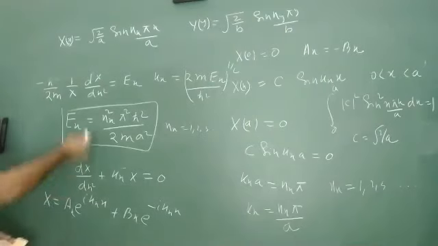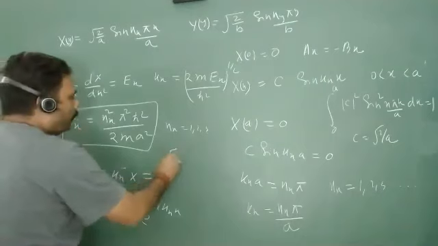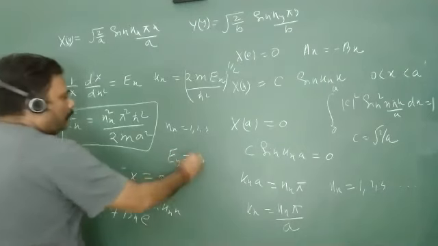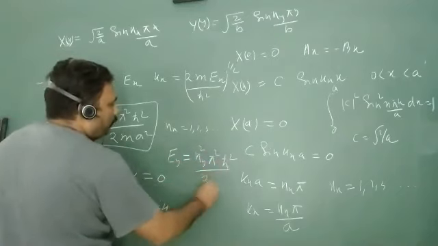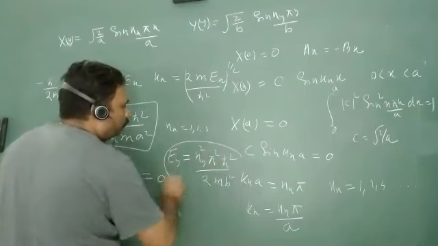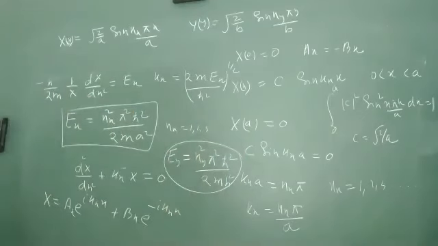And similarly, you have written Ex. What will be Ey? Can anybody tell me what is Ey? Ey is ny squared pi squared h cut squared upon 2m b squared. Isn't it? So what will be the final solution? If you have any doubt, you can just ask me, then I will go for the final solution. So let's go for the final solution.